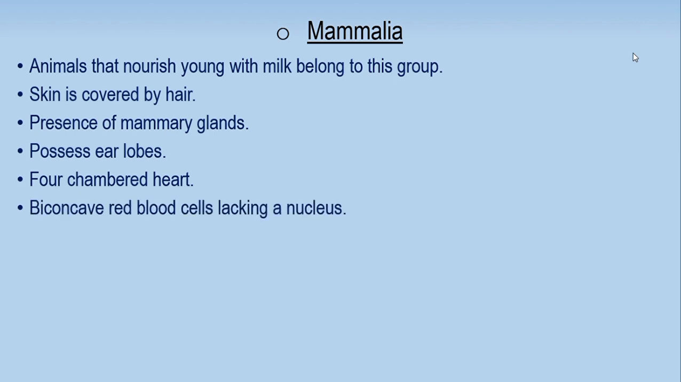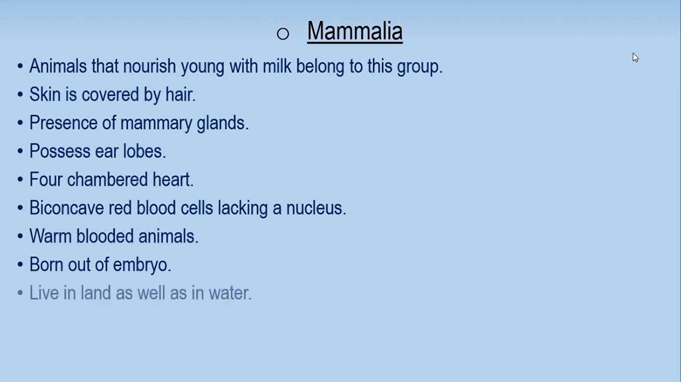They have red blood cells in their body, but these red blood cells do not have a nucleus, right? And these cells are biconcave, right? And they are warm-blooded animals. That means homeothermic. They do not change their body temperature according to the change of the environmental temperature, right? And they are born out of an embryo, right?